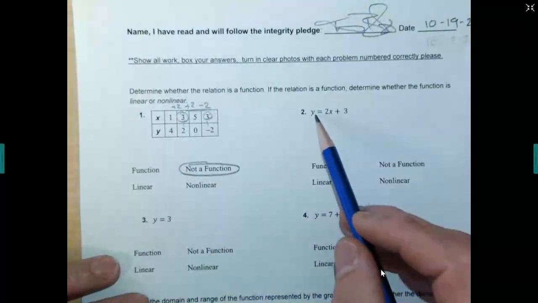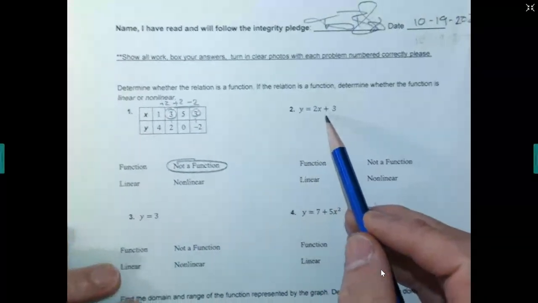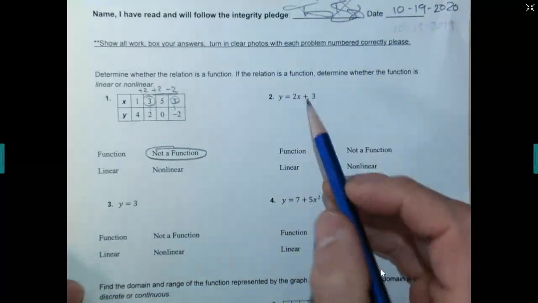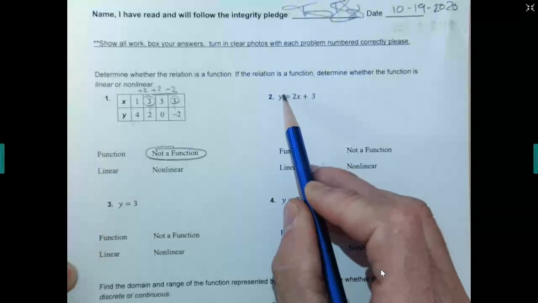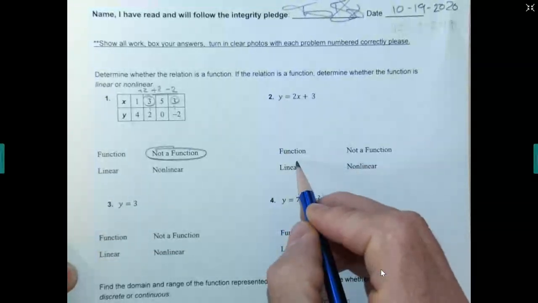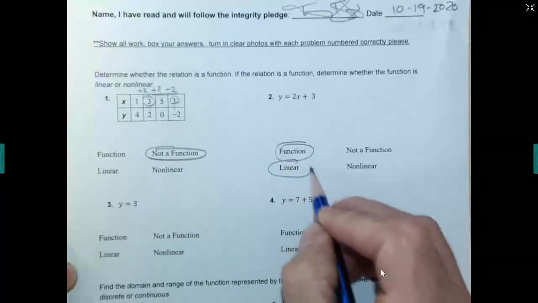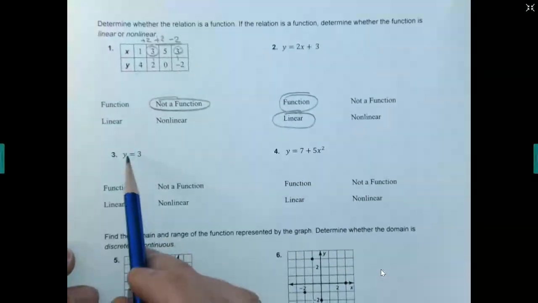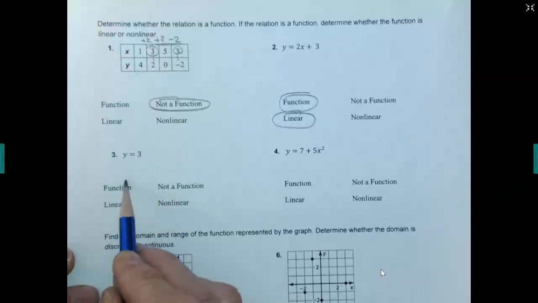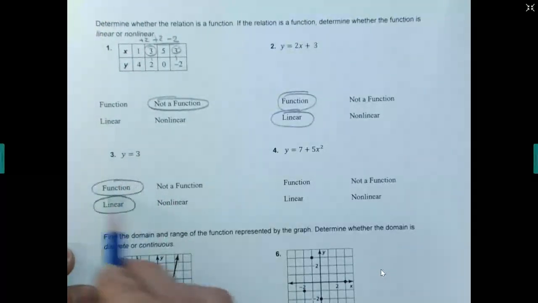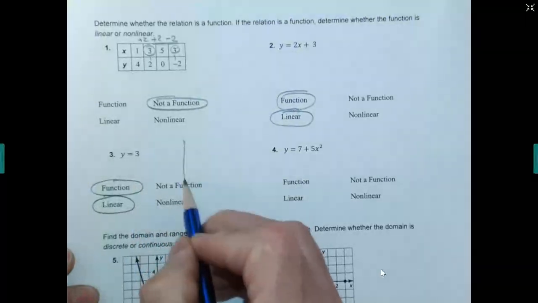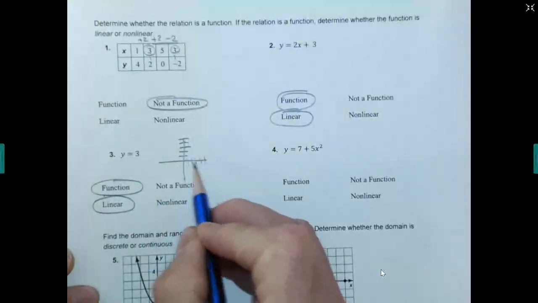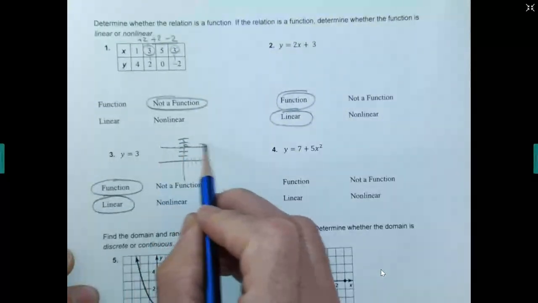Let's look over here. We have y equals 2x plus 3. So this is written in slope-intercept form. This is a line if this exponent and this exponent are 1, which they are. So this is a function, and it's linear. Let's go down here, y equals 3. Well, we see we only have one exponent, so it's a function. And this y equals 3 is linear. If we were to graph it out, 1, 2, 3. Y equals 3 every time, you get a line that looks like this.